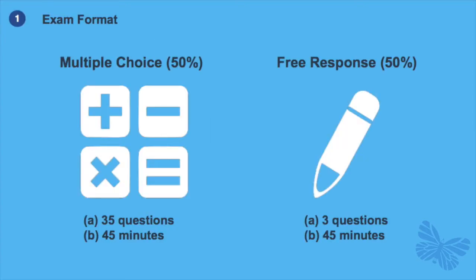So the exam format, it's split half and half between multiple choice and free response, and each section is 45 minutes long. The multiple choice is 35 questions, and so that goes by really quickly when you only have 45 minutes to do 35 questions. So we'll go through some tips for how to get through at least most of the questions, and then free response is only 3 questions, but each question is pretty long, so we'll also go through some tips for getting through those as well.